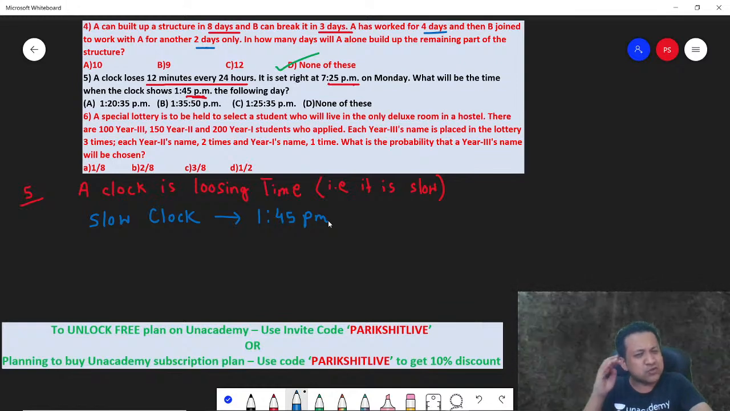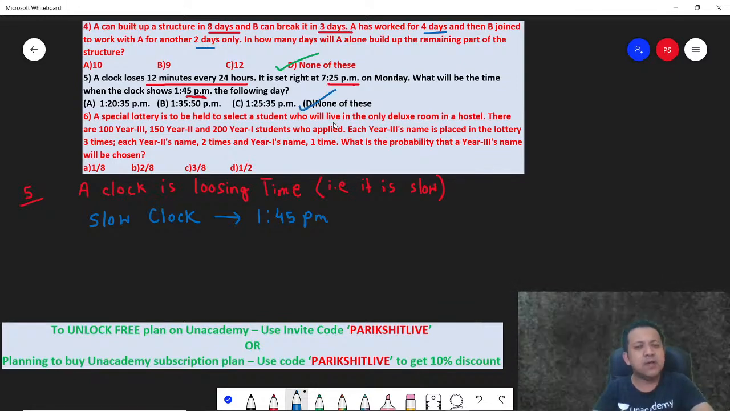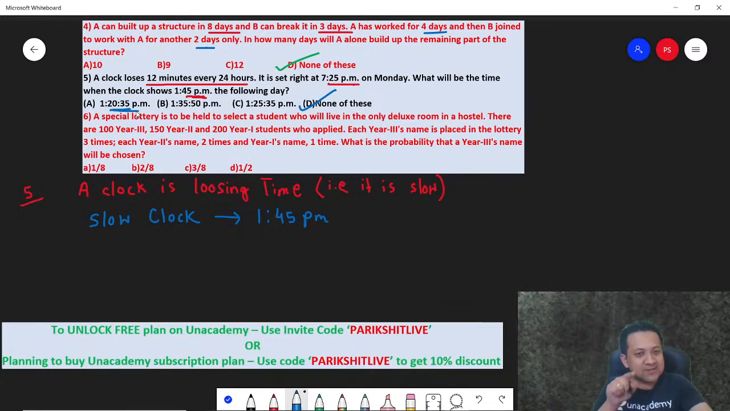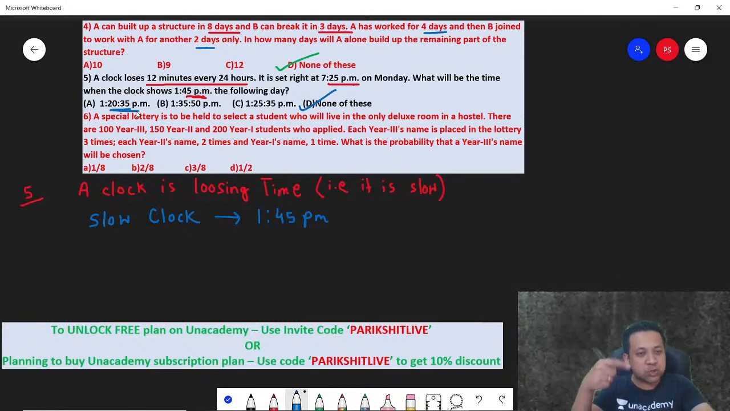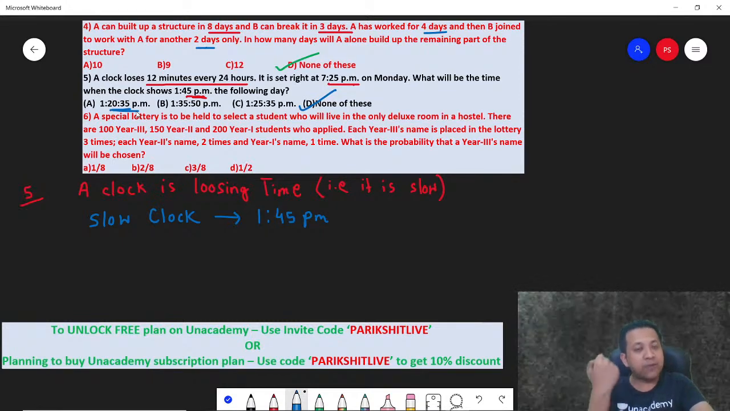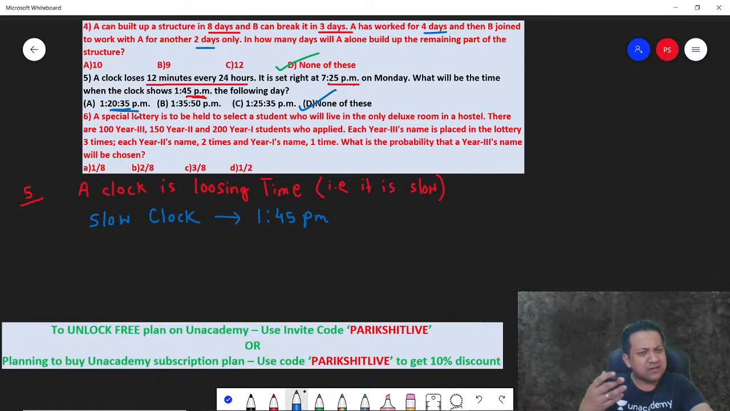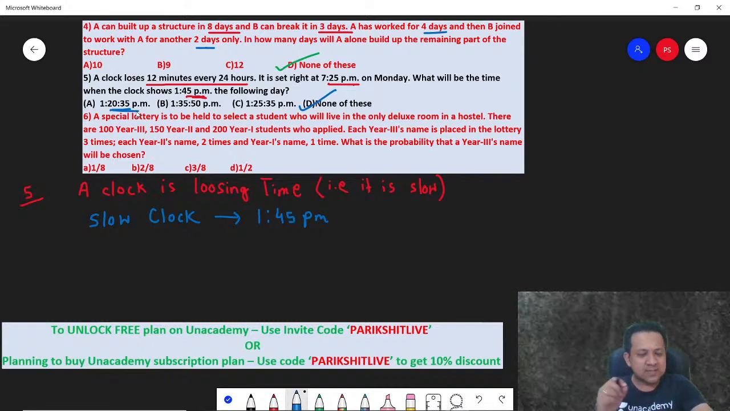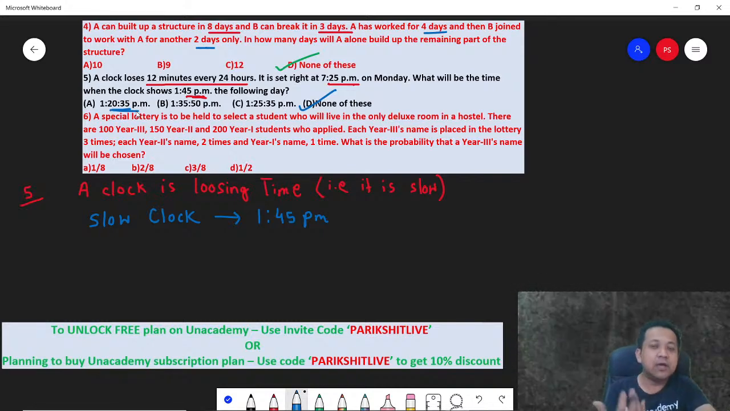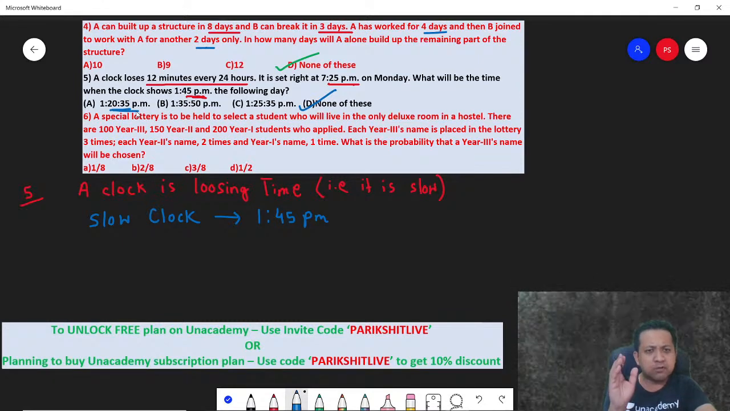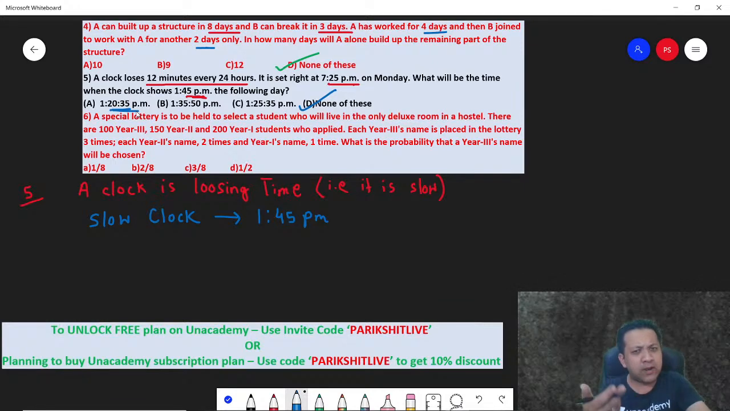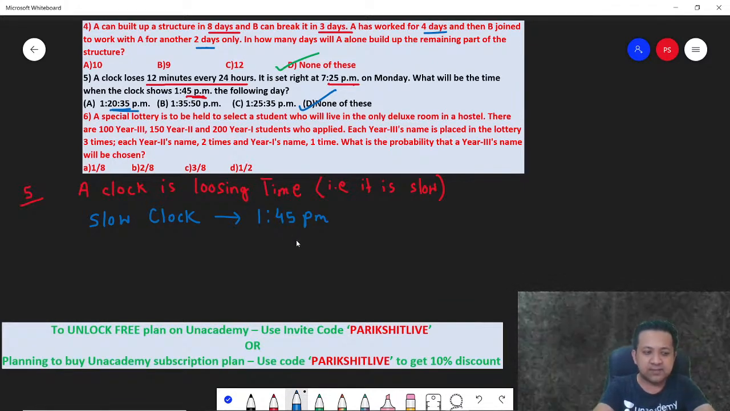Such questions in the SNAP, you don't even have to solve. You immediately say none of these. Why none of these? Because all the answer options are less than 1:45. But because this particular clock is slow, the correct time should be more than 1:45, and none of the answer options are more than 1:45. Hence, you'll immediately say the answer is none of these. Got it? See, this is the trick in the SNAP. You apply common sense, and you don't have to solve the entire thing. Slow clock shows 1:45, so correct time must be more than 1:45. None of the answers are more than 1:45. Answer is none of these.